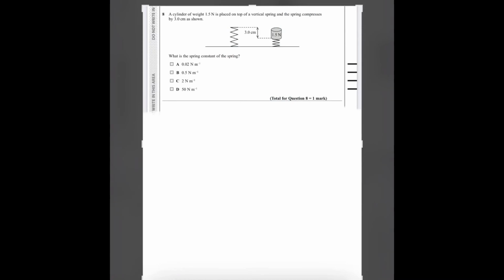Number 8. A cylinder of weight 1.5 newtons is placed on top of a vertical spring and the spring compresses by 3 centimeters as shown. What is the spring constant of the spring? We have the formula F equals kx, where F is the force applied, x is the extension, and k is the spring constant. So we can easily make k the subject: k equals F by x.